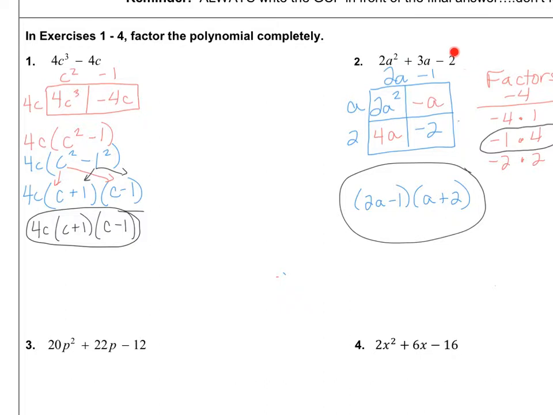Number 2, I tried at first to remove the greatest common factor and realized the 3 can't be divided by the 2. So I went ahead and just put it through the area model, giving me that answer. Okay, number 3 and number 4, same process. I want you to pause the video and do those two, and then check back with the answers.